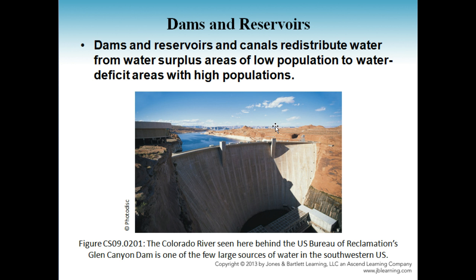Dams and reservoirs and canals redistribute water from water surplus areas with low population to water deficit areas with high populations. Indeed, this is how most of the drinking water in California urban areas on the coast is transported. Water from areas with high snowpack is obtained during the snowmelt in the spring and then rationed downstream to Los Angeles and San Francisco.